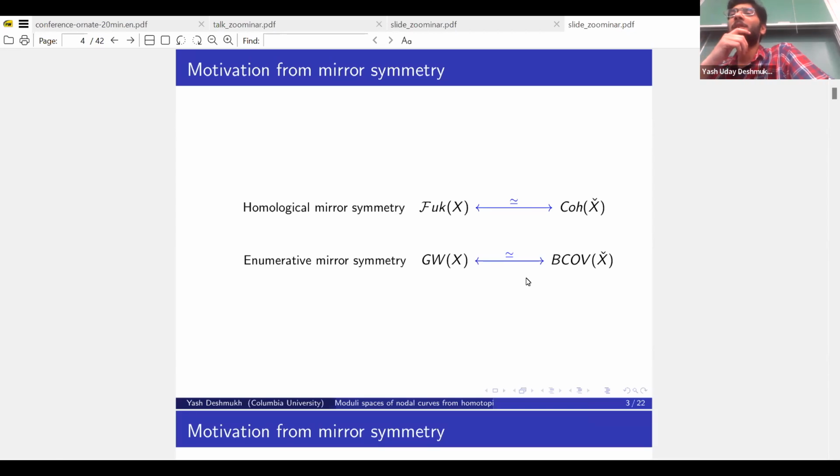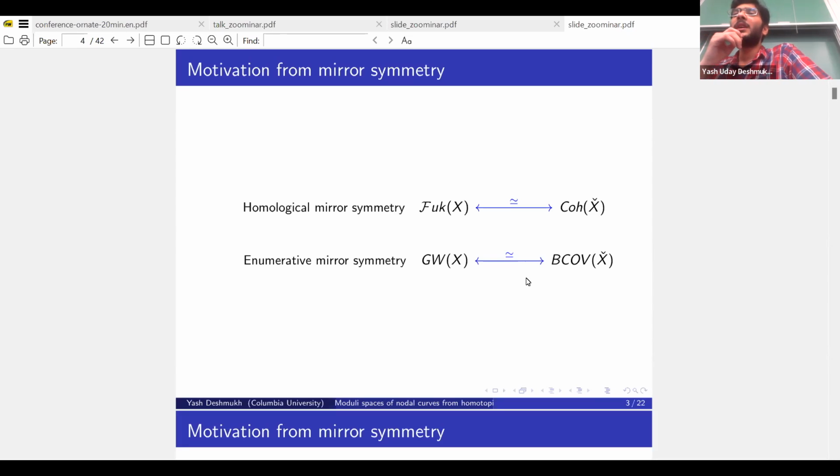We can call this thing enumerative mirror symmetry, which predicts equivalence of not categories, but some sequences of numbers on both sides. So on the symplectic side, we have Gromov-Witten invariants, which are certain enumerative counts coming from counting holomorphic curves into your symplectic manifold. On the complex side, these are certain invariants associated to variation of complex structures. And the prediction is that mirror symmetry actually allows you to match these two numbers on both sides.